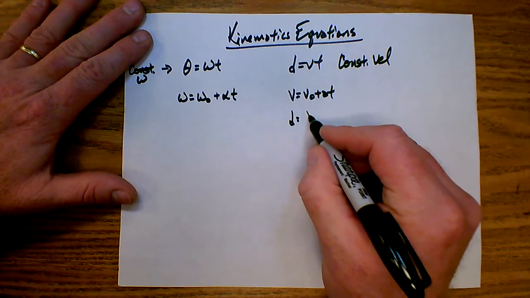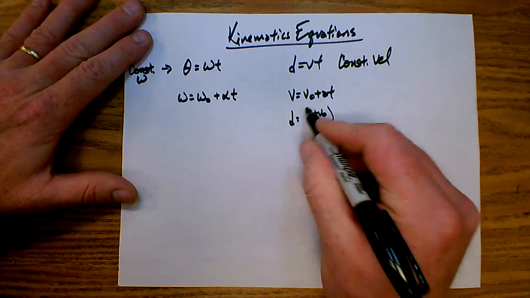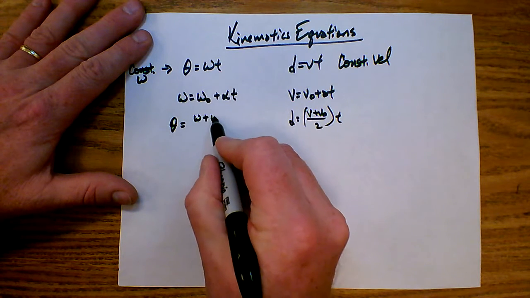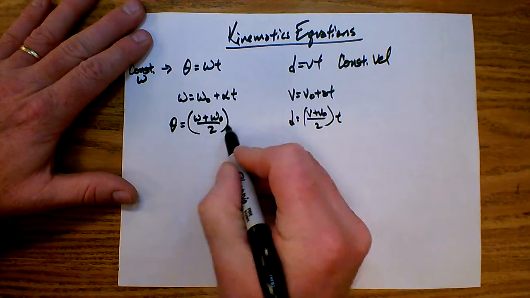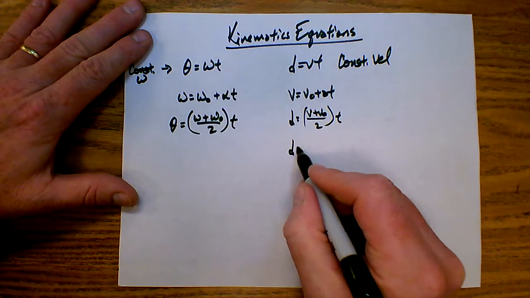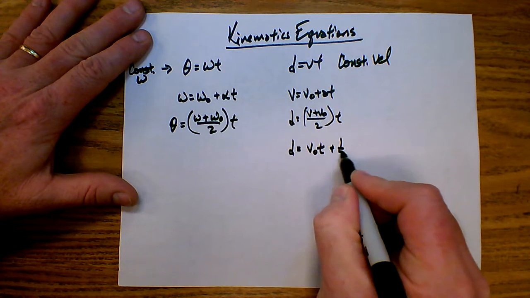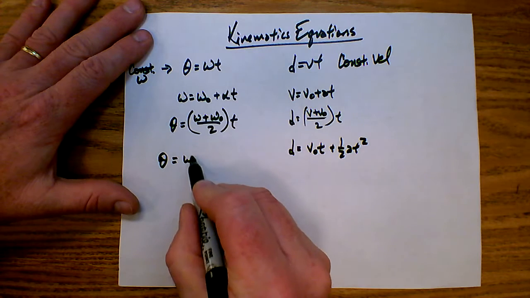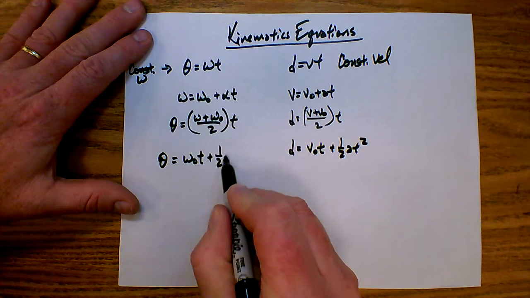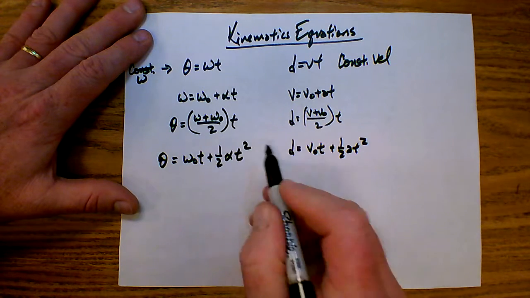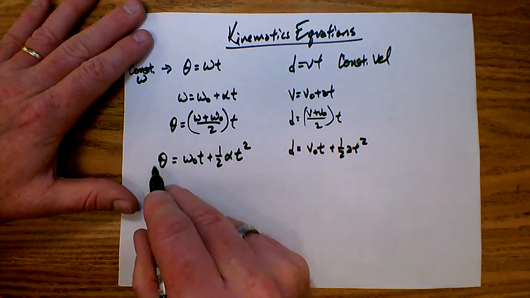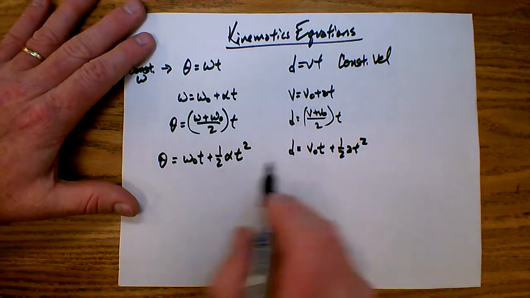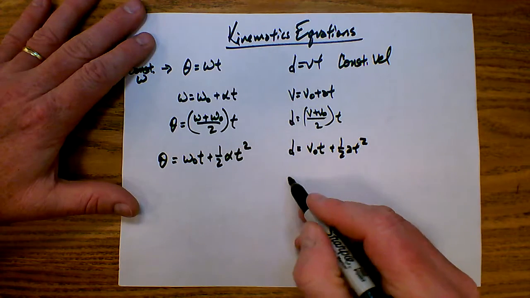D equals v plus v naught over 2 times t becomes theta equals omega plus omega naught over 2 times t. D equals v naught t plus 1/2 at squared becomes theta equals omega naught t plus 1/2 alpha t squared. Again, just in place of d, I'm putting theta. In place of v, I'm putting omega. In place of a, I'm putting alpha. I get all of the equations, they work the same.